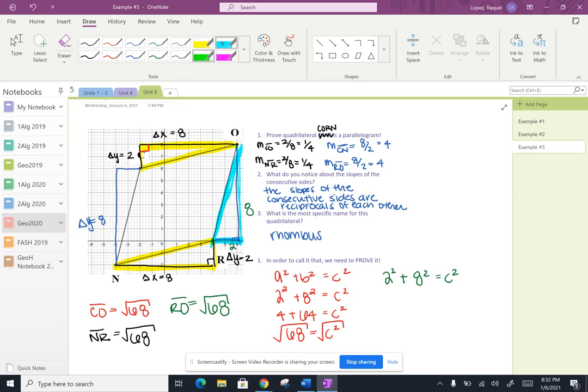And I can also see that on the other side over here, I've got another right triangle where A and B are also 2 and 8. So I also know now that the length of CN is the square root of 68. So all of the sides are congruent. This is true, which means that it is a rhombus.